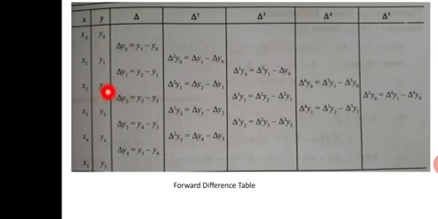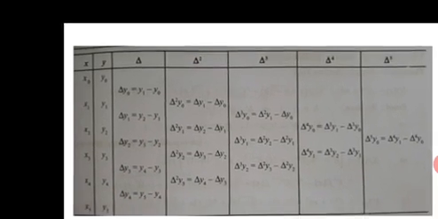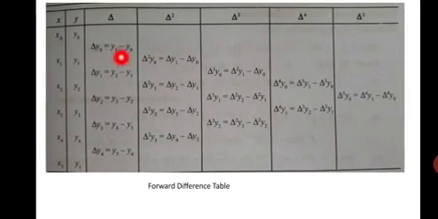Okay. Similarly, if you take y2 minus y1, it will give you the delta of y1. Similarly, y3 minus y2 will give you the delta of y2. Similarly, if you take the difference of y4 minus y3, it gives you the delta of y3. Similarly, if you go for y5 minus y4, it will give you the delta of y4, right? So this is the first forward difference, that is delta.